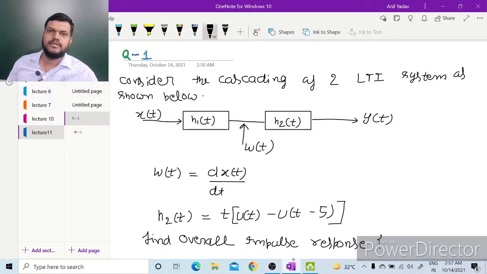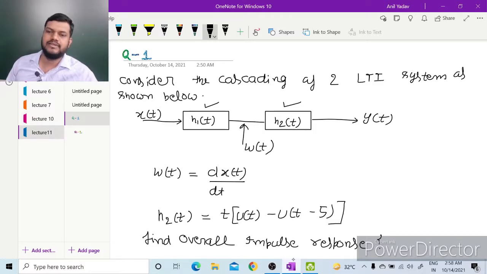So hello guys, in this lecture we will solve some questions based on continuous time LTI systems. So let us see this question. This question says consider the cascading of two LTI systems as shown below. First LTI system has impulse response h1(t), second LTI system has impulse response h2(t), where h1(t) is given as dx(t)/dt and h2(t) is given as t[u(t) - u(t-5)].